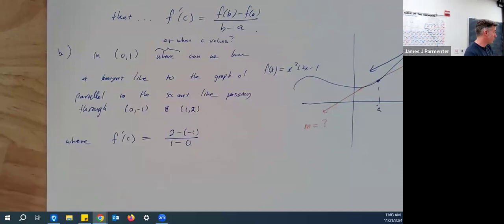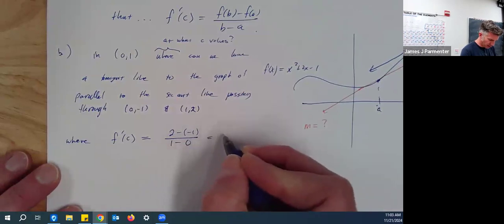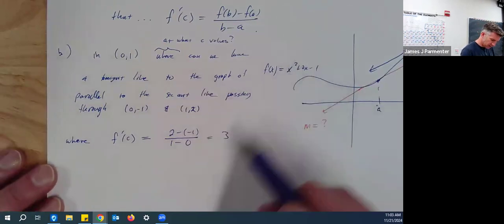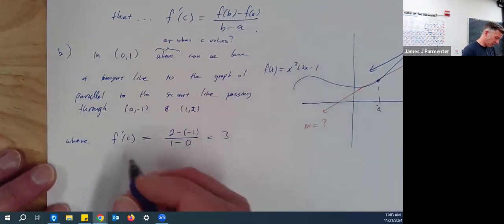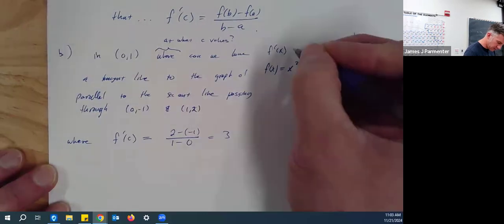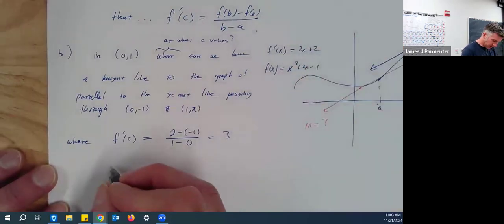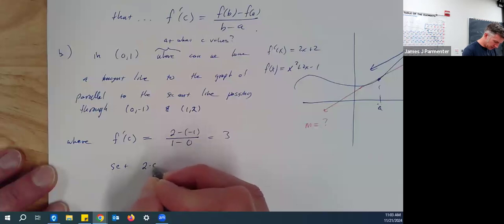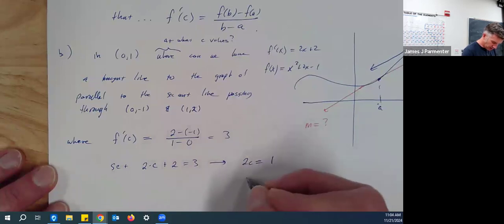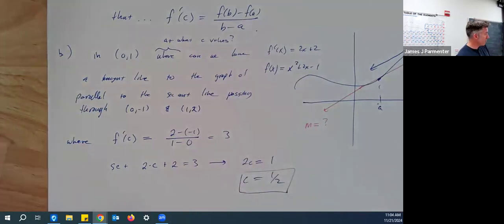We don't need to draw a picture. It'd be nice to draw a picture, I would draw a picture totally, but it's not required. Great. 2 + 1 over 1, that's going to be 3. So we're trying to find a place where the derivative is equal to 3. So take the derivative. If it was me, I would have made this problem different, but okay. So my derivative f prime of x is going to equal 2x plus 2. So then we're going to say, okay, great. Set 2 times c plus 2 equal to 3. Subtract 2. Divide by 2. And you get c equal to 1/2. And it is in the interval.